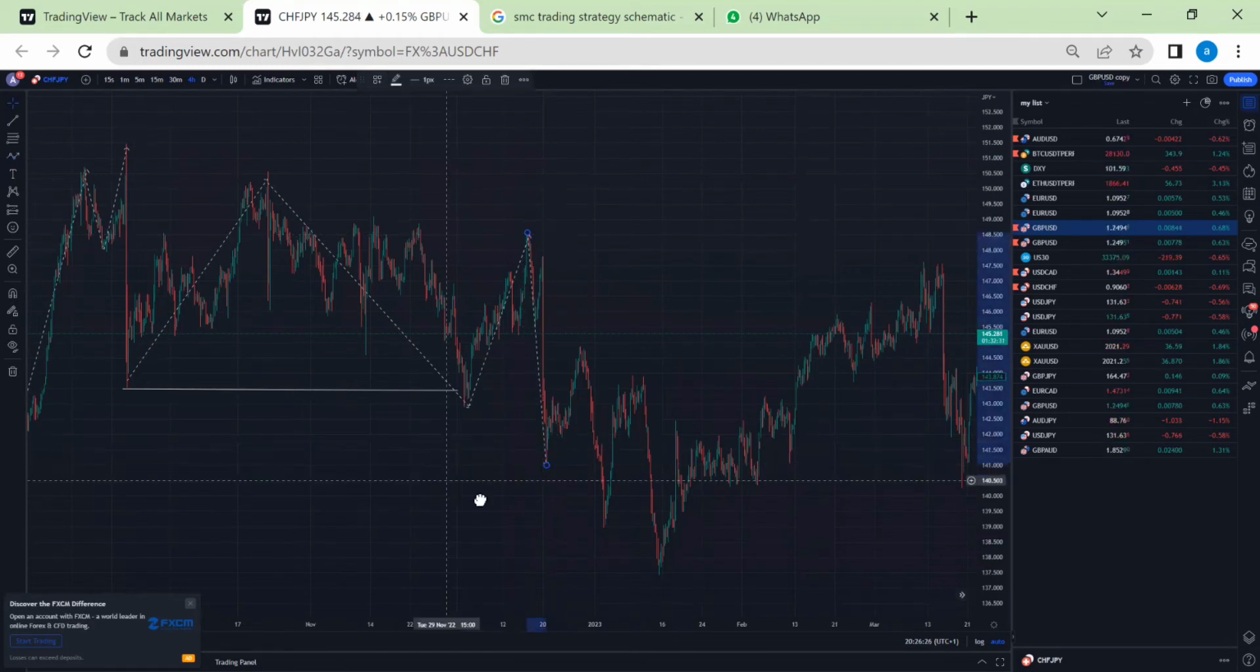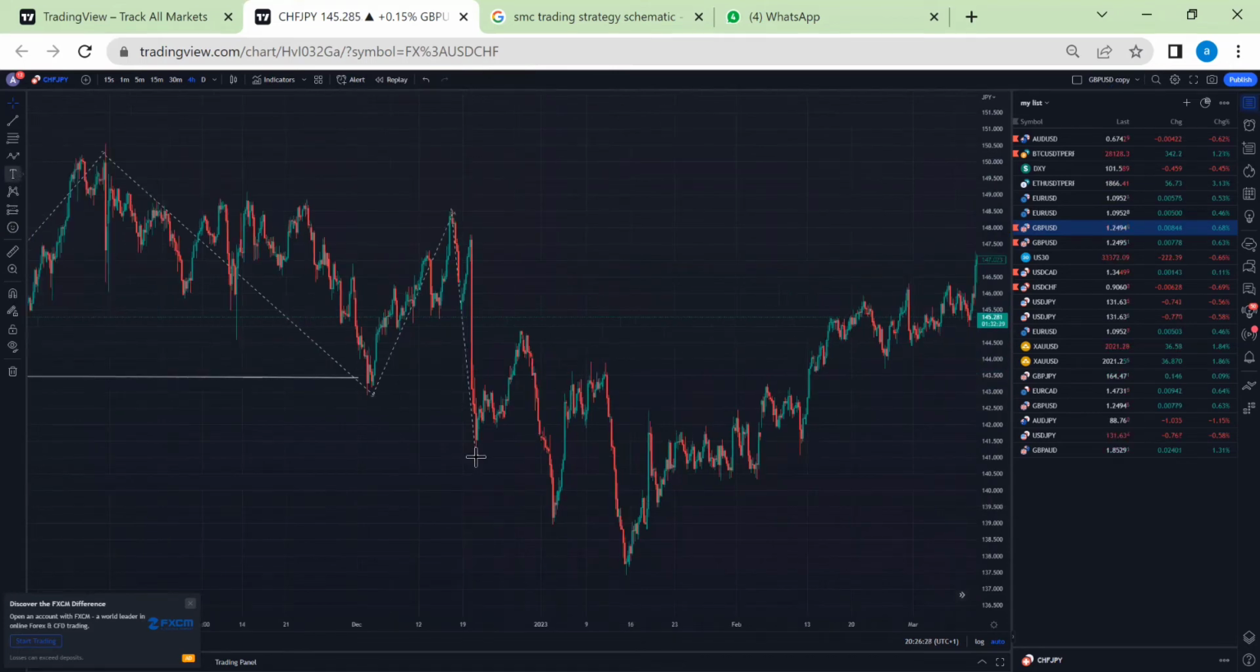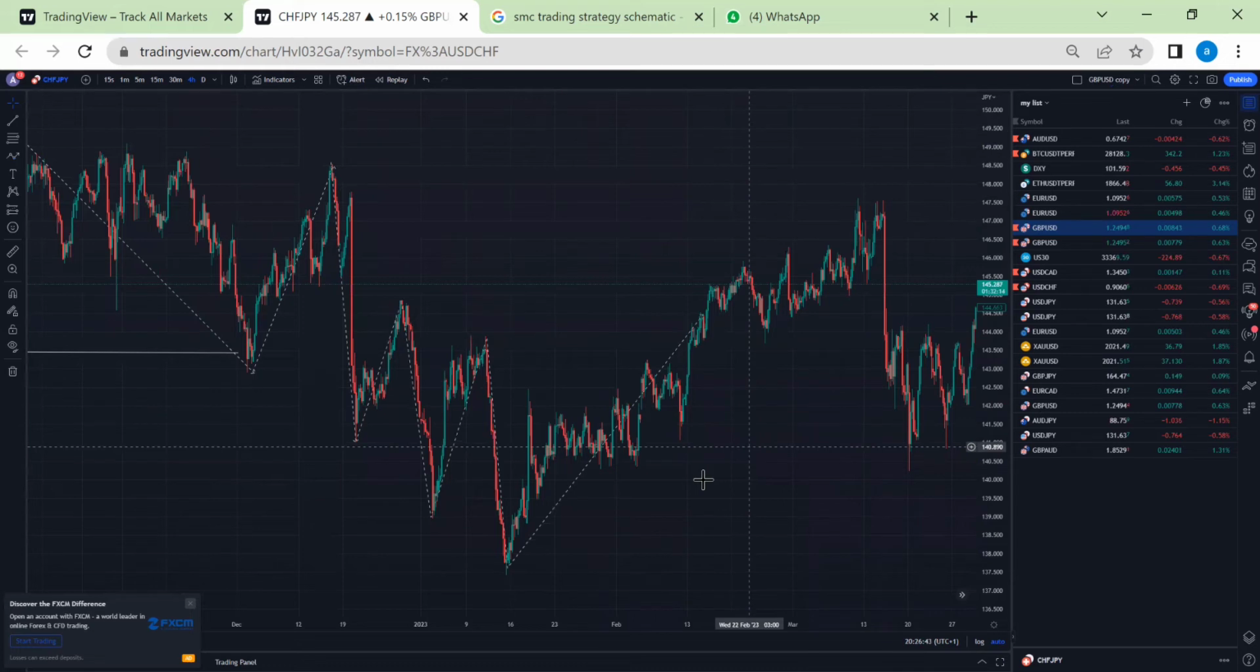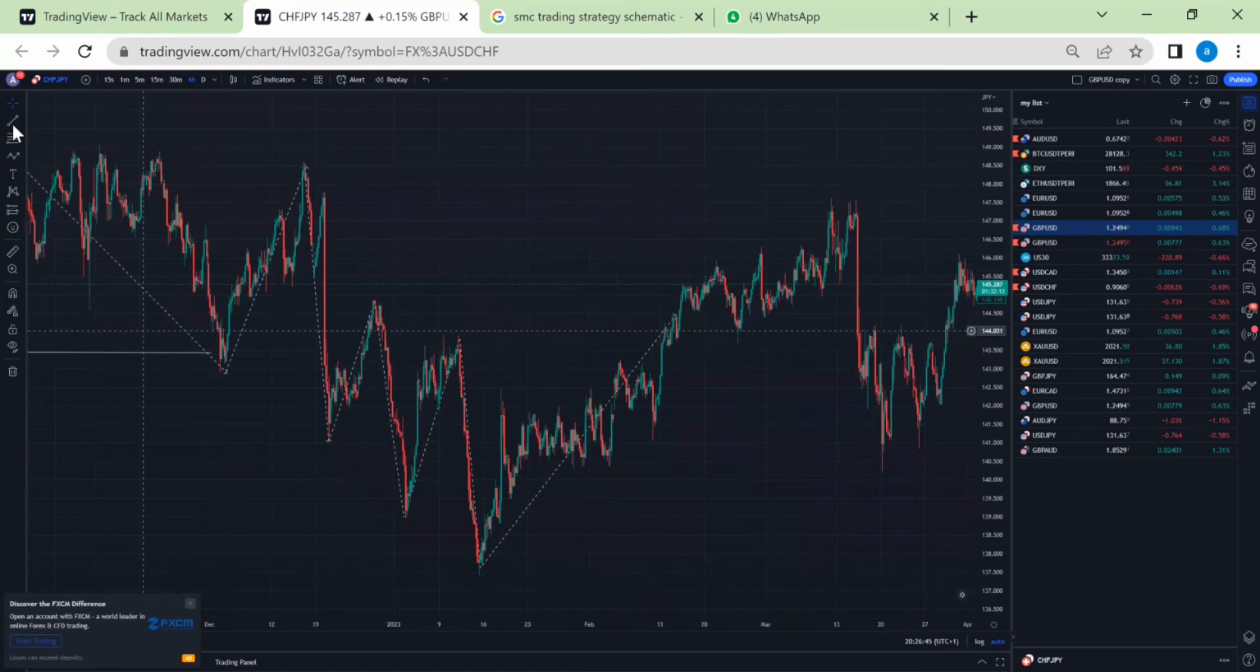We have another one. So you have to have this understanding. We have another one, and another one, like that. Then price finally broke this lower high and changed character. Then from here we expect price to start going up. From here where it changed character, remember.